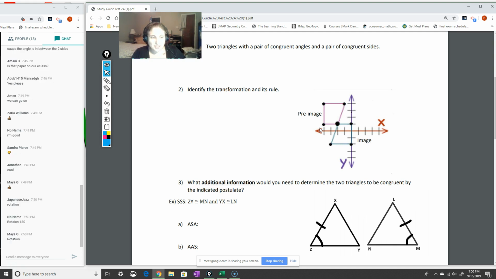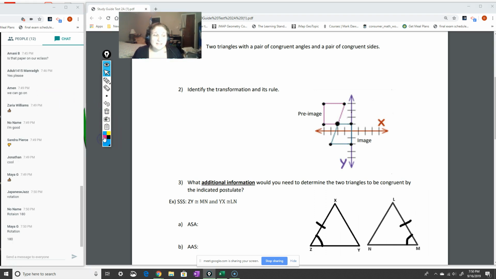I heard a translation. I heard a rotation. Some more rotations coming up. This is actually a rotation, and it is of 180. Now, let's talk about a translation.